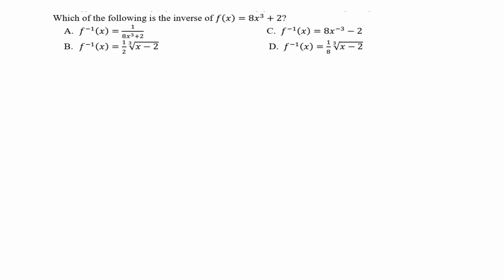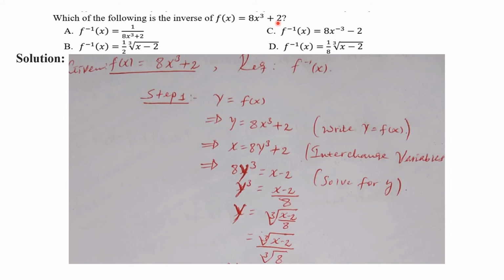When it comes to the other question, which one of the following is the inverse of f of x equal to 8x to the power of 3 plus 2? Now let's see step by step. f of x is given here, 8x to the power of 3 plus 2, and we are required to find f inverse of x.